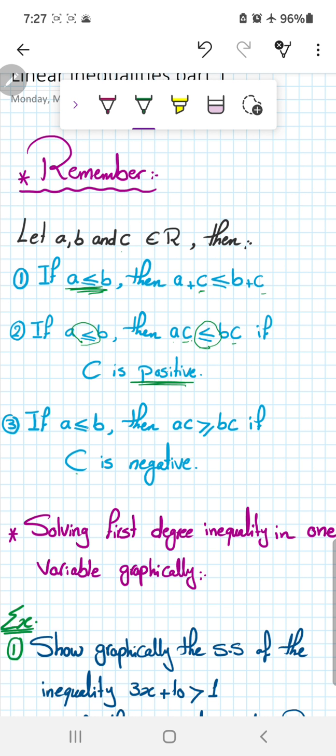Number 3, if c is negative, we change the sign. So here we have a less than or equal to b, and it will become greater than or equal. Why? Because c here is negative, less than 0. So if we multiply or divide by a negative number, we change the sign of the inequality.